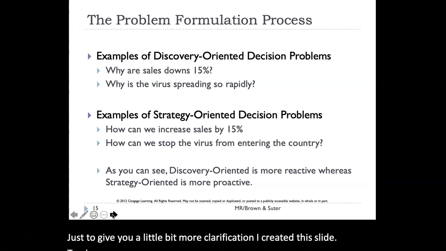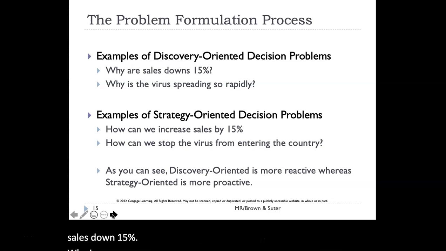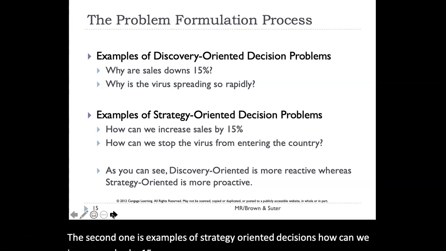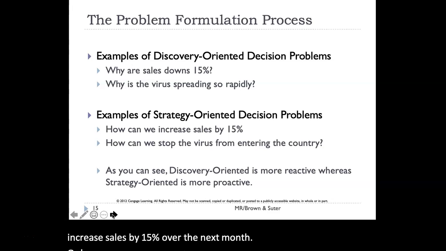Just to give you a little bit more clarification, I created this slide to give you examples. So the first are a couple examples of discovery-oriented decision problems, trying to discover the problem. Why are sales down 15%? Why is the virus spreading so rapidly? The second one is examples of strategy-oriented decisions. How can we increase sales by 15% over the next month? Or how can we stop the virus from entering the country? So as you can see, the very first one is reactive, whereas the second one, strategy-oriented, is more proactive.